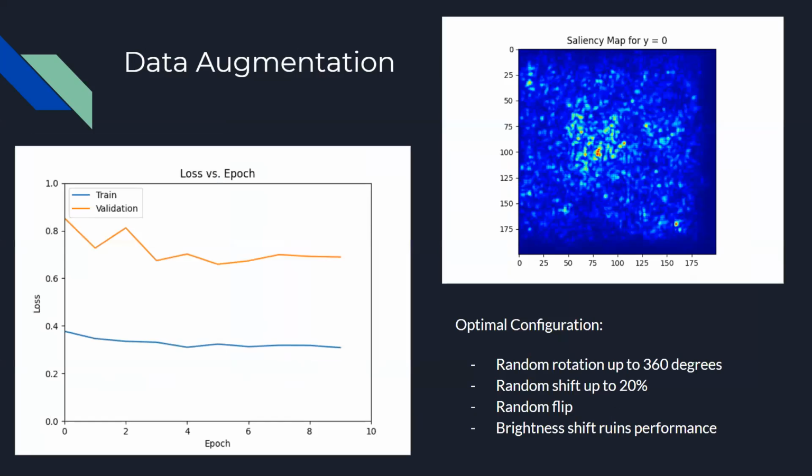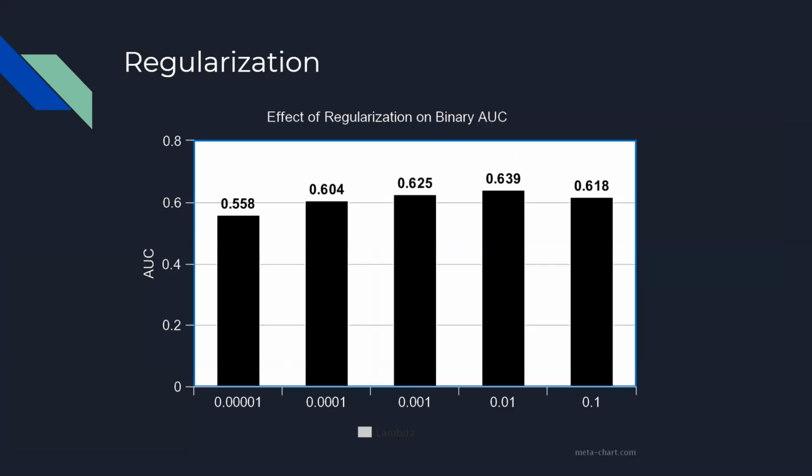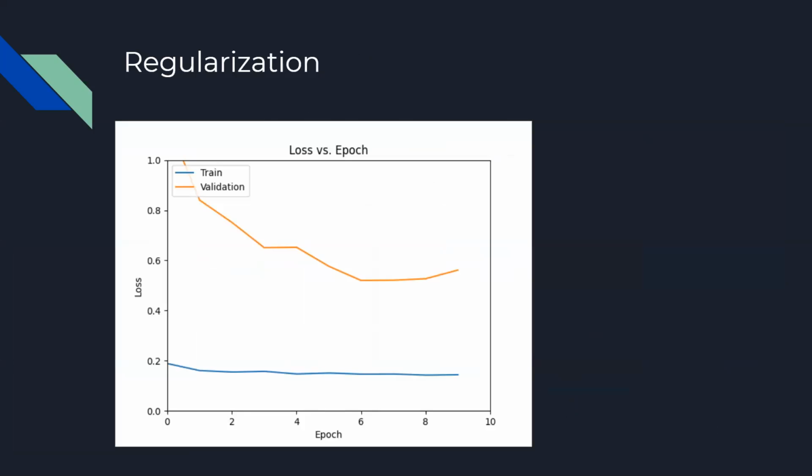So that's really great. Next, we experiment with data augmentation, and just looking at the saliency map, you can see that our network cares primarily about the center of the image, which is where the center of the embryo would be. And this is exactly what we want to see. This points to the fact that our network is learning something fundamental about our image. Next, regularization: we found an ideal constant, and we can see that our loss curve improves.